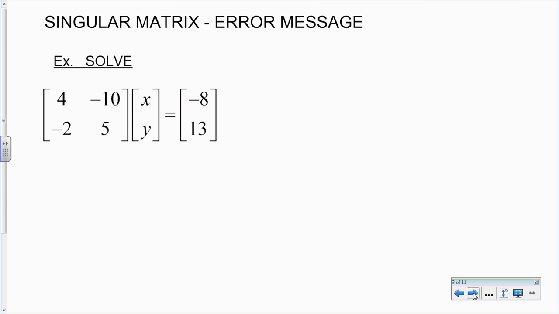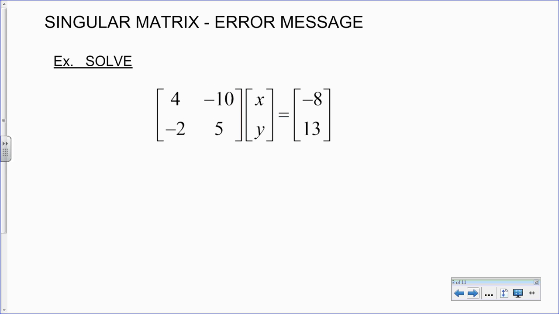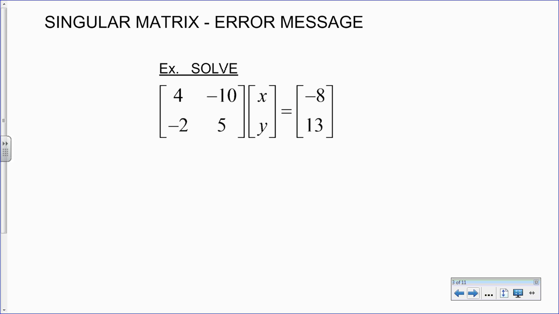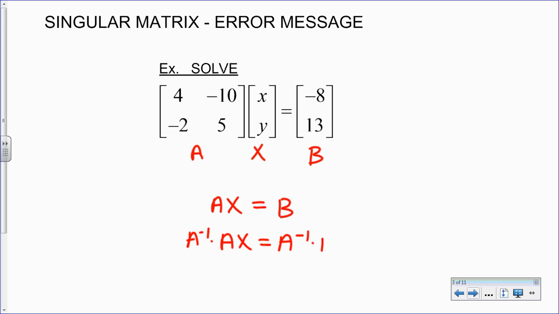Okay, so let's talk about sometimes getting an error message. So I'm scooting this over so I can see when I type that in. So I'm going to call this A, X, and B. So to get rid of A, I multiply both sides by A inverse. And the A inverse has to be written first.